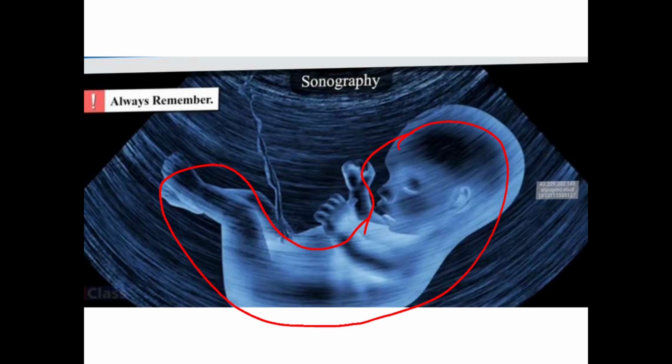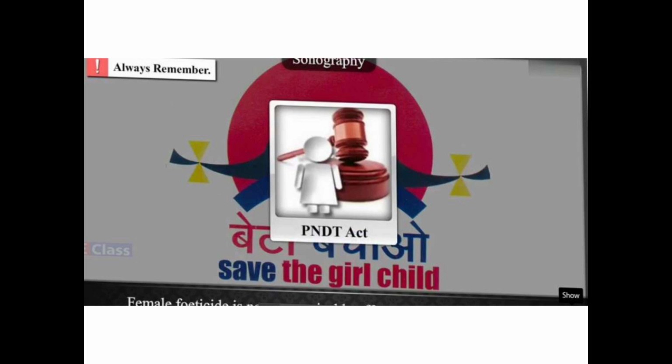So doctors are told not to talk about the sex of the unborn child, whether it is male or female. They are not supposed to tell. But if you ever go to a sonography clinic, it has to be written there that determination of sex is prohibited in this clinic, that practice is not done in this clinic. All that is written. Okay, this is to save the girl child.